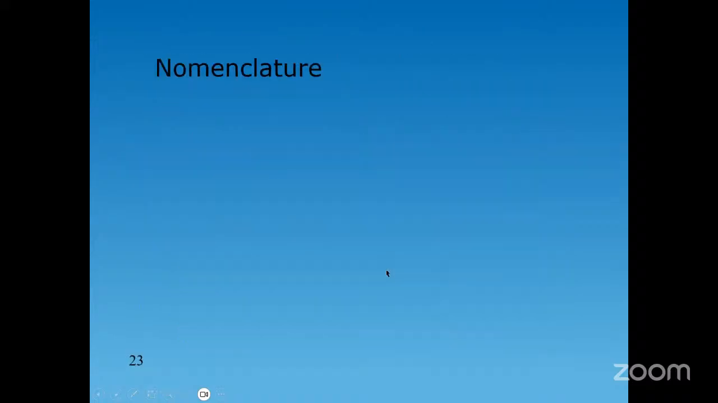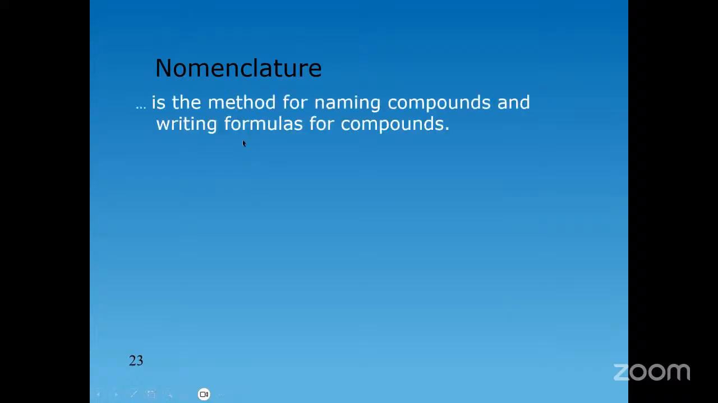Okay, so let's get into nomenclature, which of course is dealing with how we name compounds. And basically, that's very important in chemistry for us to know the rules, right? Now, the rules were developed by an organization called the International Union of Pure and Applied Chemistry, IUPAC, all right?